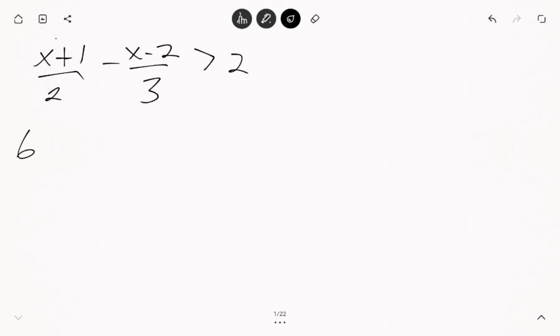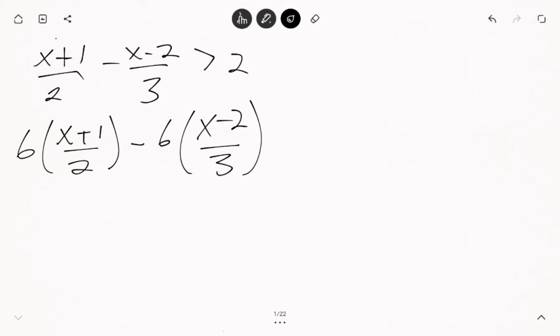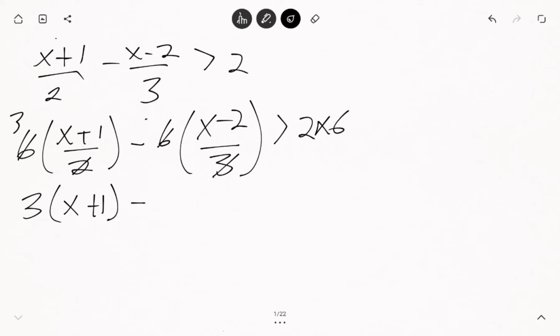So it becomes 6 multiplied by (x + 1)/2 minus 6 multiplied by (x - 2)/3 is greater than 2 multiplied by 6. So from here, 2 can cancel 6, or 2 goes into 6 3 times. So we now use the 3 to multiply what we have in the bracket. So we have 3(x + 1) minus 3 will go into 6 2 times. So we have 2(x - 2) greater than 6 multiplied by 2 will give us 12.